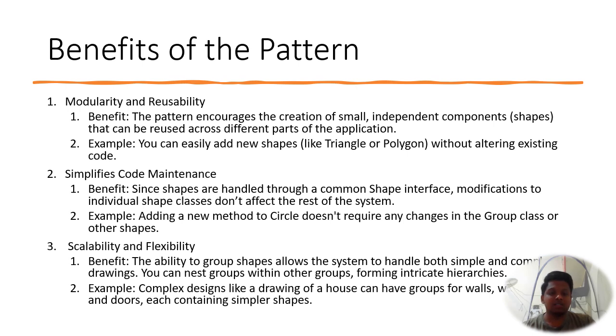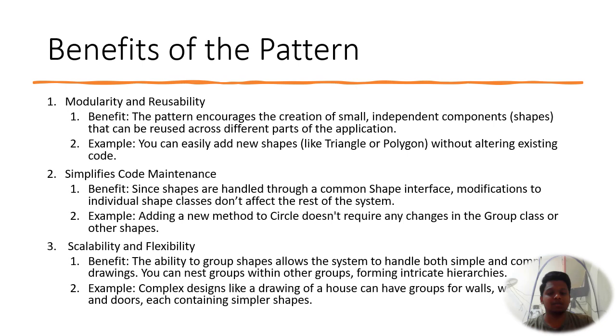We'll be seeing mainly four benefits: modularity, reusability, simplifying code maintenance, and scalability and flexibility. First is modularity. The pattern encourages the creation of small, independent component shapes that reduce cross references. For example, you can easily add a new shape like a triangle or pentagon without altering the existing code. Next, simplification of code maintenance. Since the shapes are handled through a common shape interface, modifications to individual shapes do not affect the rest of the system. For example, adding a new method to a circle does not require changes in the group class or other shapes.